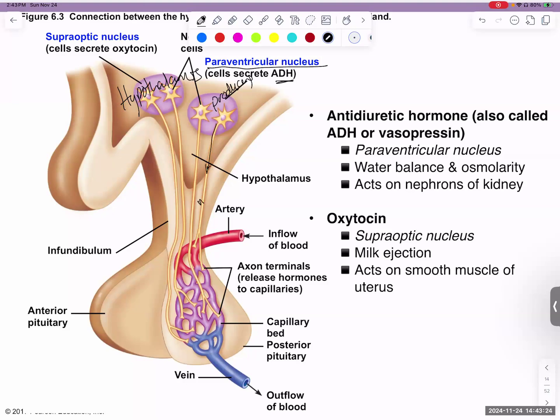And then they send the neurotransmitters, essentially they're neurohormones, into the posterior lobe of the pituitary gland and then into the bloodstream. And so oxytocin and antidiuretic hormone make it into the bloodstream that way. And it tells you what antidiuretic hormone does and oxytocin.